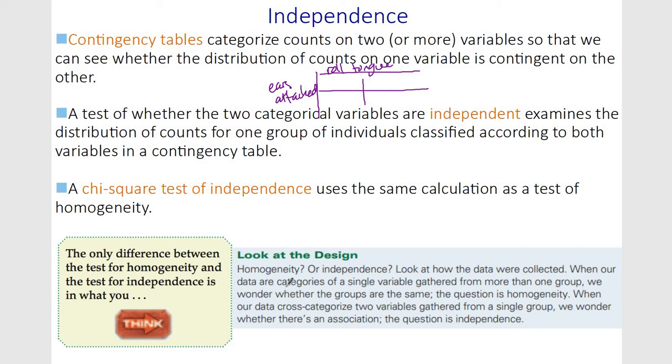If the data are categories of a single variable gathered from more than one group, and we wonder whether the groups are the same, that's homogeneity. When our data cross-categorize two variables gathered from a single group, and we wonder whether there's an association, that's independence. Make sure you understand the difference, because they're the same calculation, but you want to call it the right thing.